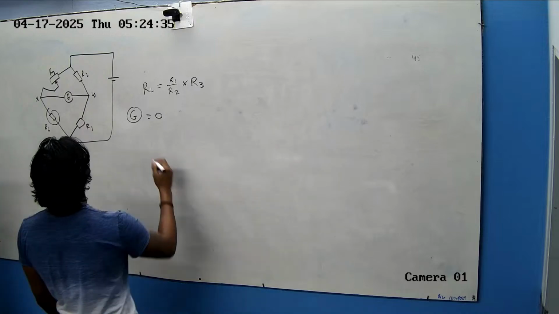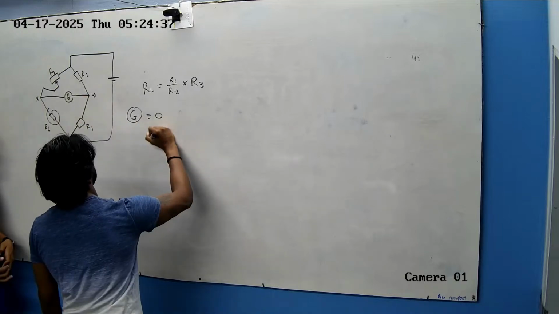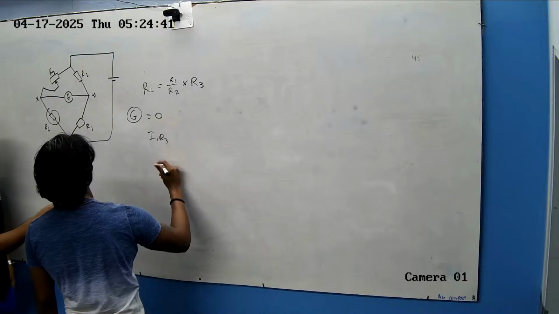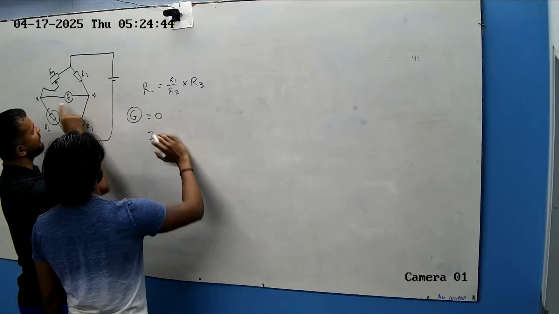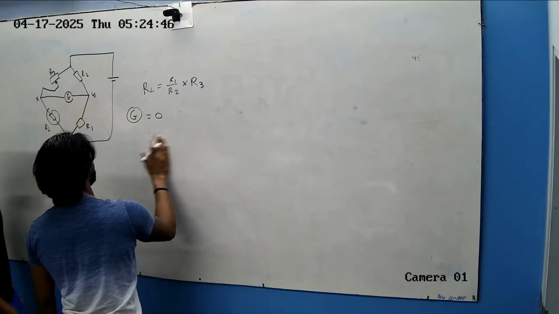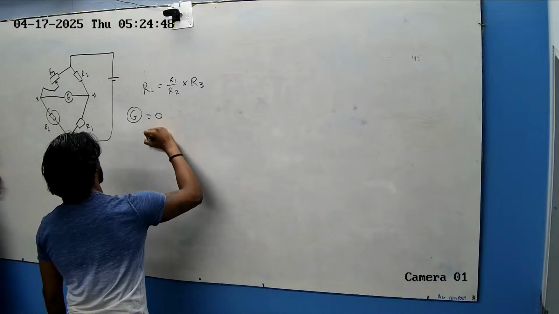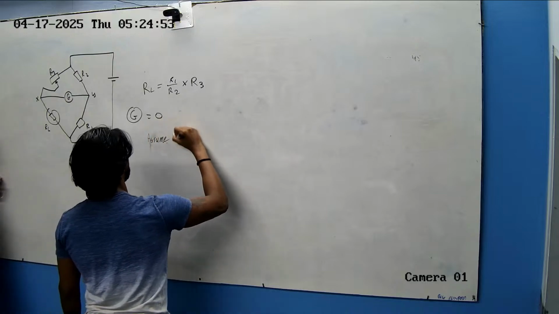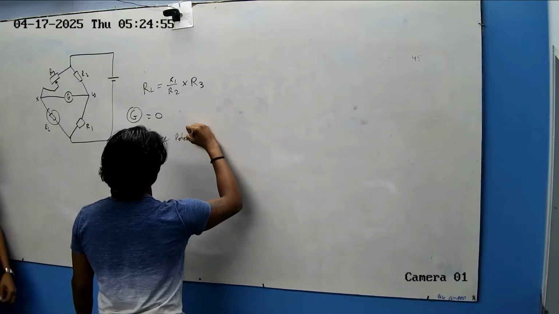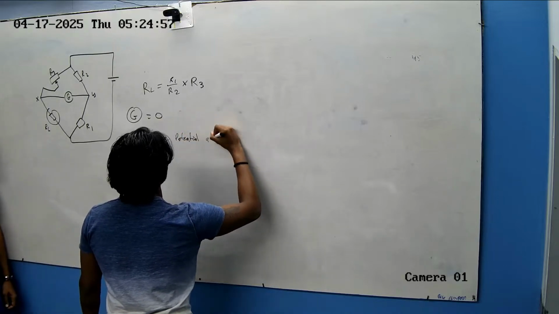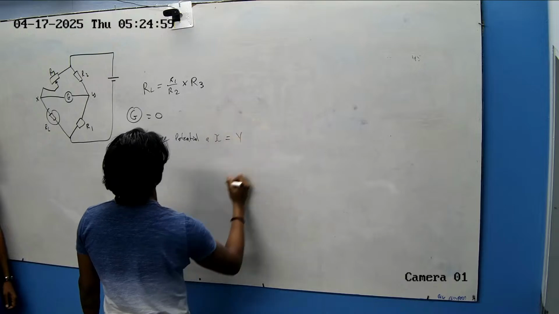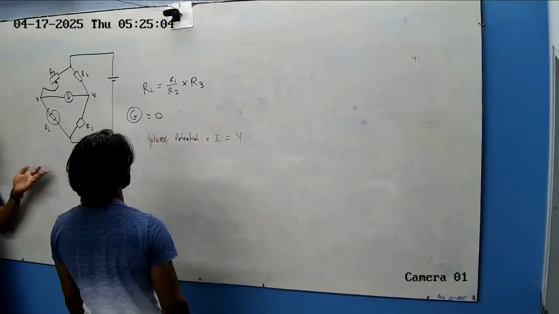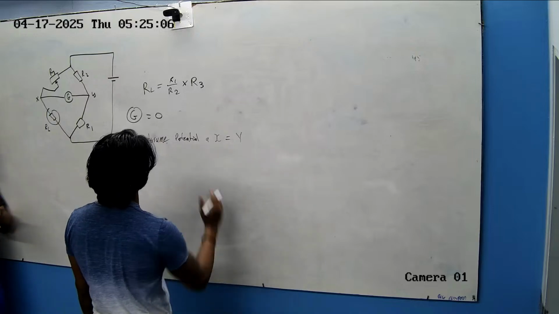So first thing you gotta tell them is that to balance, the potential at X and Y are equal. Potential at X equals potential at Y.